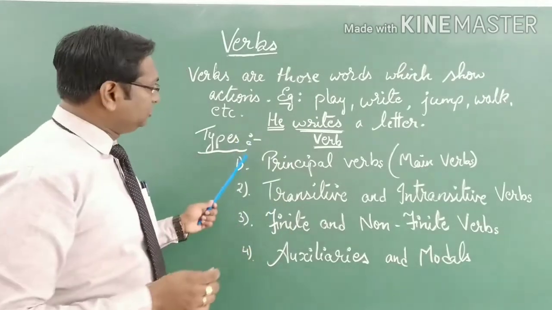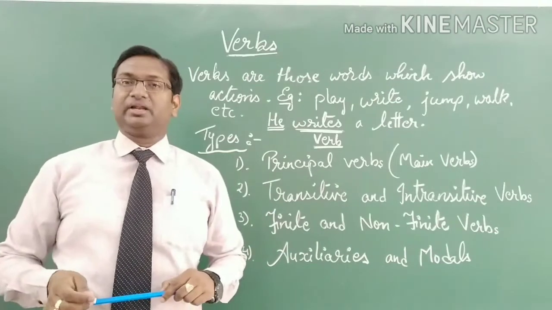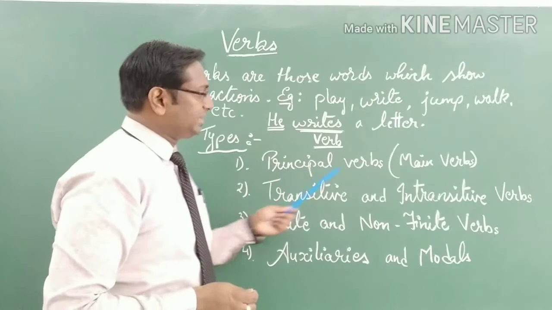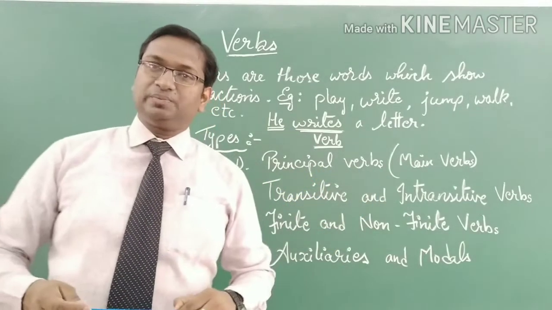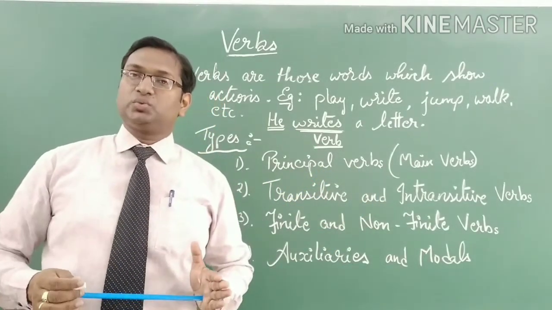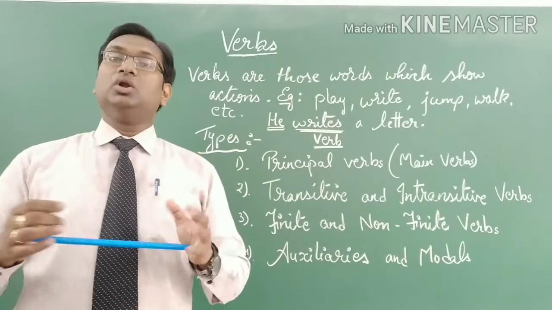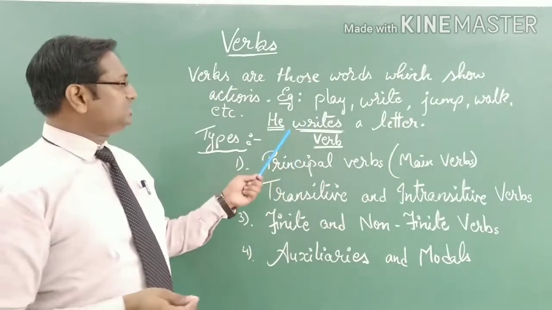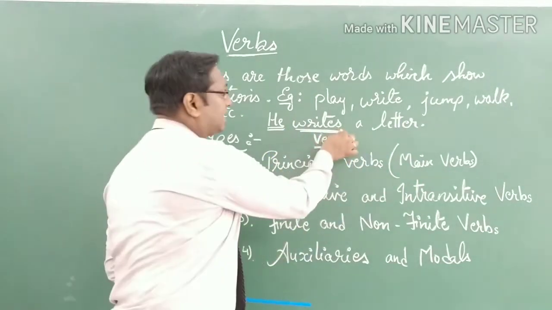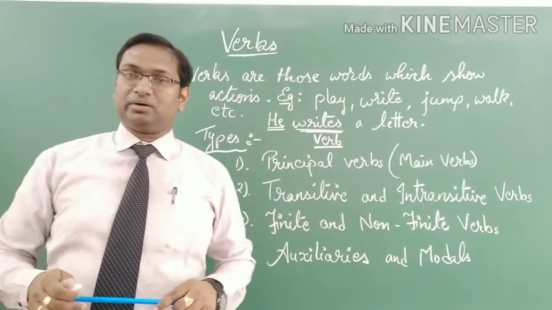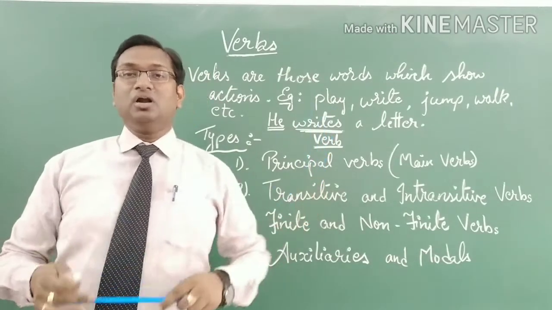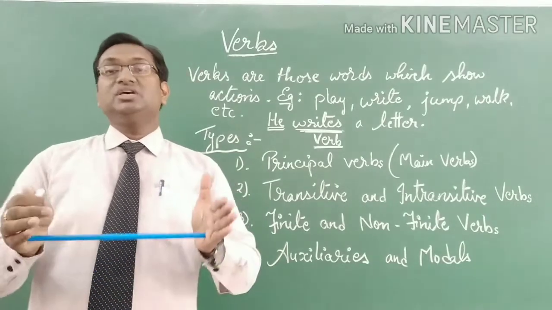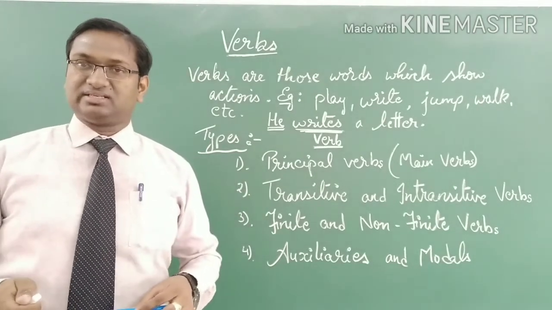Now there are few types of verbs in the English language. Let's see one by one. First is principal verbs. Now what are principal verbs? Principal verbs are those verbs which stand alone. We can also say that principal verbs are your main verbs. In this sentence, he writes a letter, writes is your main verb. Writes is your principal verb. So principal verbs are those verbs which stand alone in the sentence.